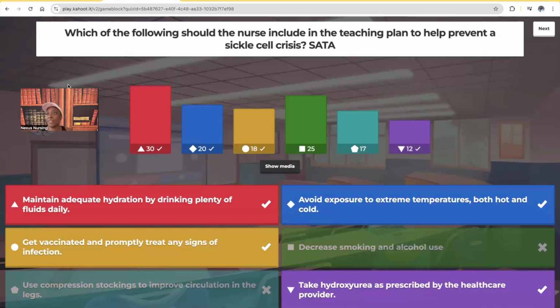Guys, on the live, tell me what word in that phrase, decrease smoking and alcohol use, made the entire option incorrect? Tell me in the live right now. Type it in. What word in decrease smoking and alcohol use makes the whole thing wrong? Thank you. Decrease. Decrease?